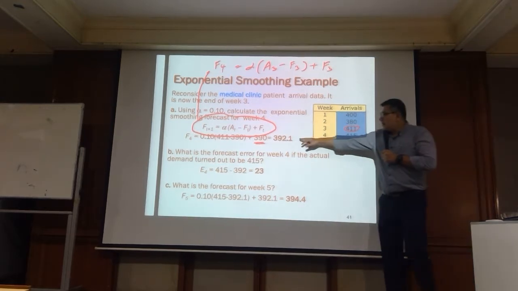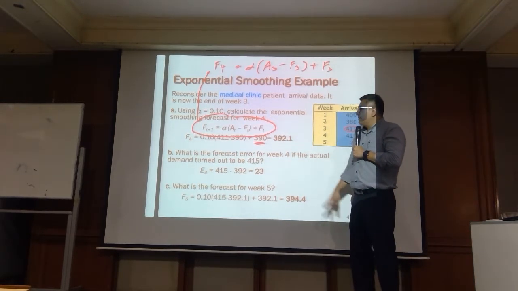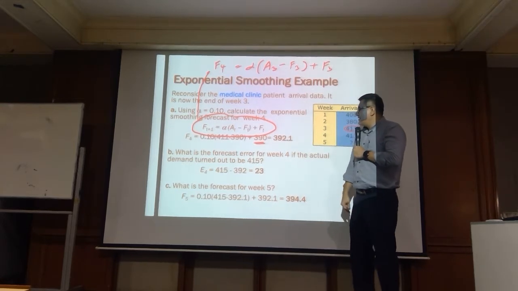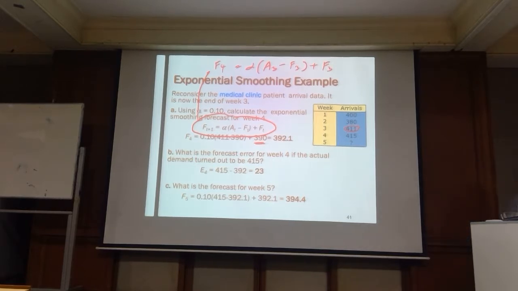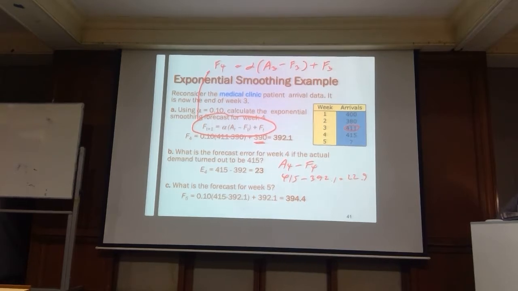In this case, we have the 390.1, so let's say, I think it's a typo. So the forecasting error for week 4, actually, we can take the actual value for week 4 minus the forecast for week 4. In this case, you have 450 minus 392.1. Actually, you have 22.9, but I'm just rounding up.